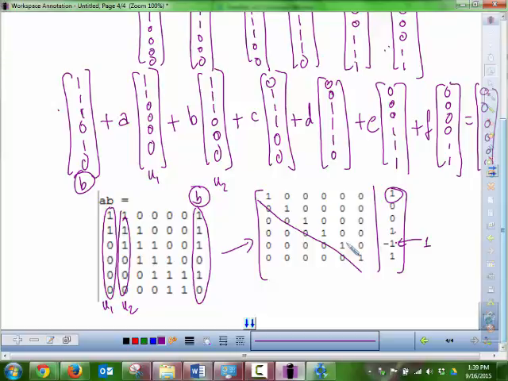Does it matter what order you do it? That's a good question, because what if I click on that last one first and then the first one? It turns out that we're adding all these things, and addition is commutative, so it doesn't matter. All right.